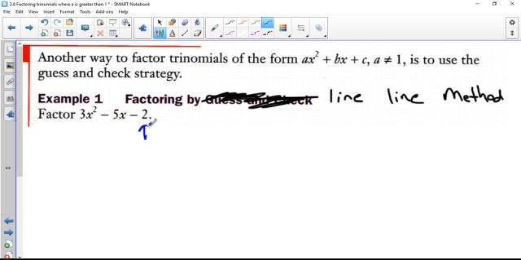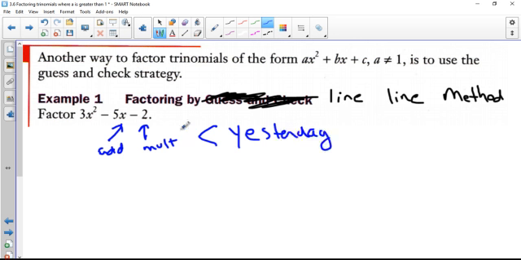Okay, so when we have an a value, let's recap from yesterday. We had to multiply to this number and add to this one. That's what we did yesterday, but that was when we didn't have an a value. With today, what we're going to do is look at it having to multiply to this number and then add to this one. I know it seems a little bit confusing right now, but we'll get that cleaned up here.